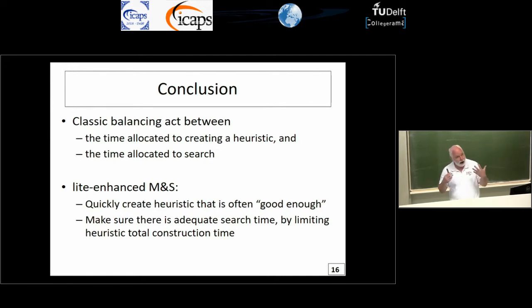This is really a classical balancing act between the time allocated to create a heuristic and the time allocated to search. If you spend all your time creating a wonderful heuristic but have no time to use it, that's a losing situation. And if you spend no time creating a heuristic and spend all your time doing search, that's probably a losing proposition too. So there's some kind of sweet spot in the middle.